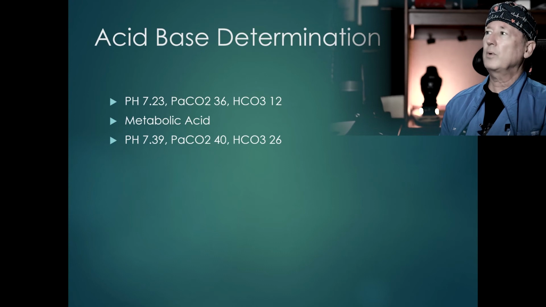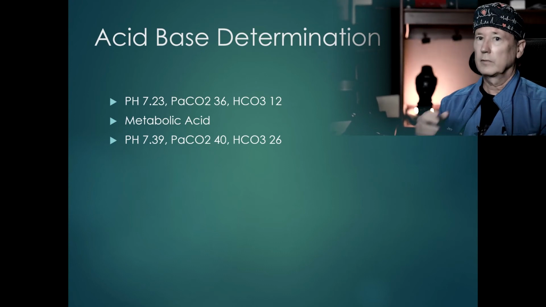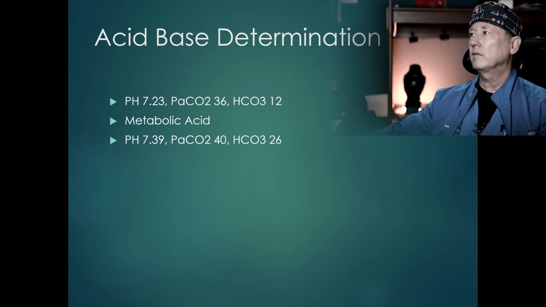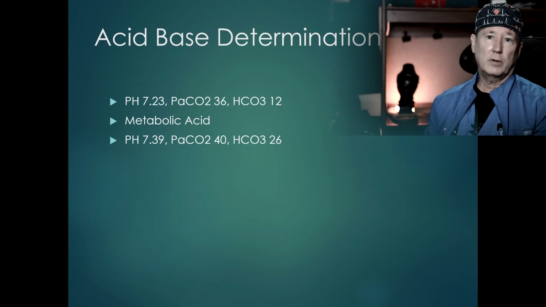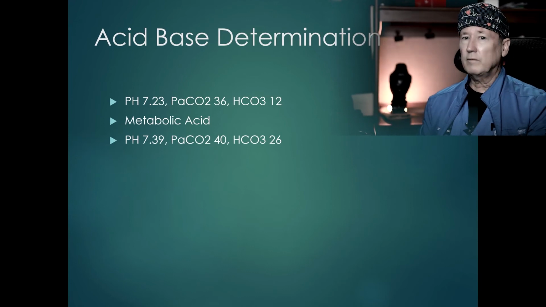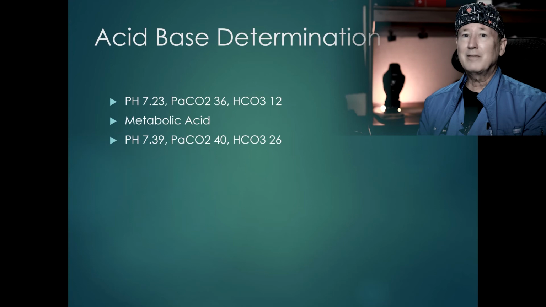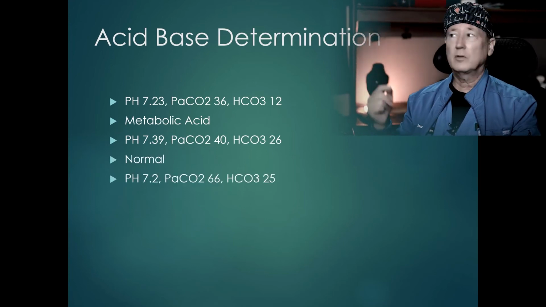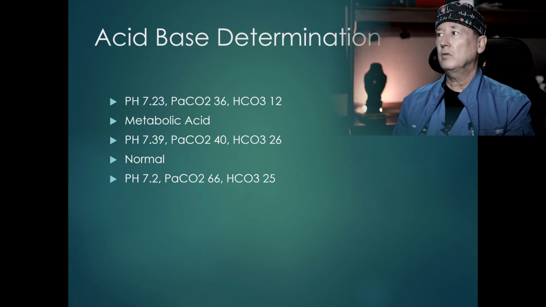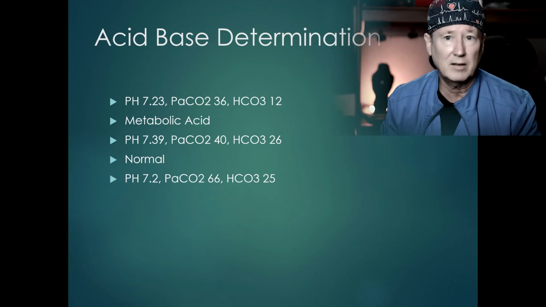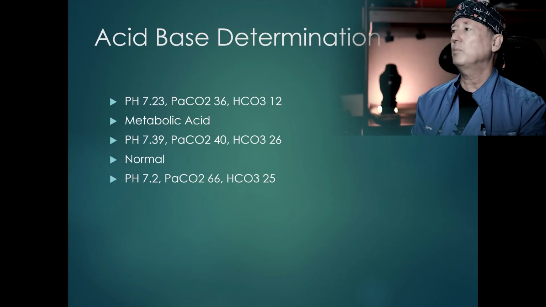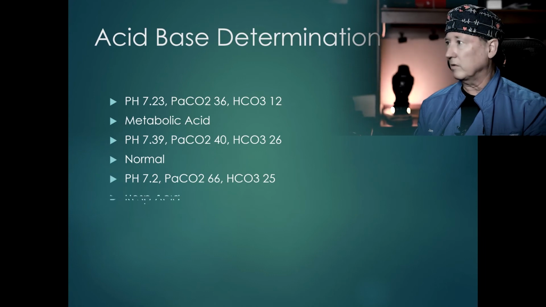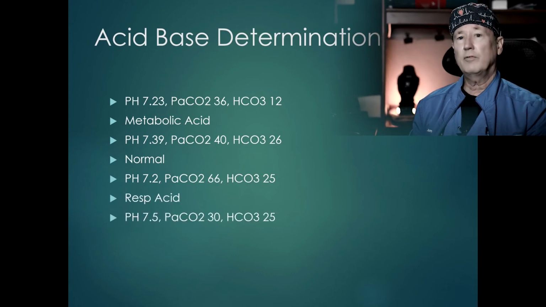All right, so we have 7.39, 7.35 to 7.45, well, that's normal. The CO2 is normal. Bicarbonate, well, that's a normal set of blood gases. So don't get confused. Sometimes on the test, they'll just give you normal. All right, 7.2, acidosis. Well, the CO2 is high. A high CO2, will too much acid cause acidosis? Yes. So this is respiratory acidosis, and the bicarb is normal, so it's not compensating. So this is respiratory acidosis. Now we have 7.5, we're alkalotic.